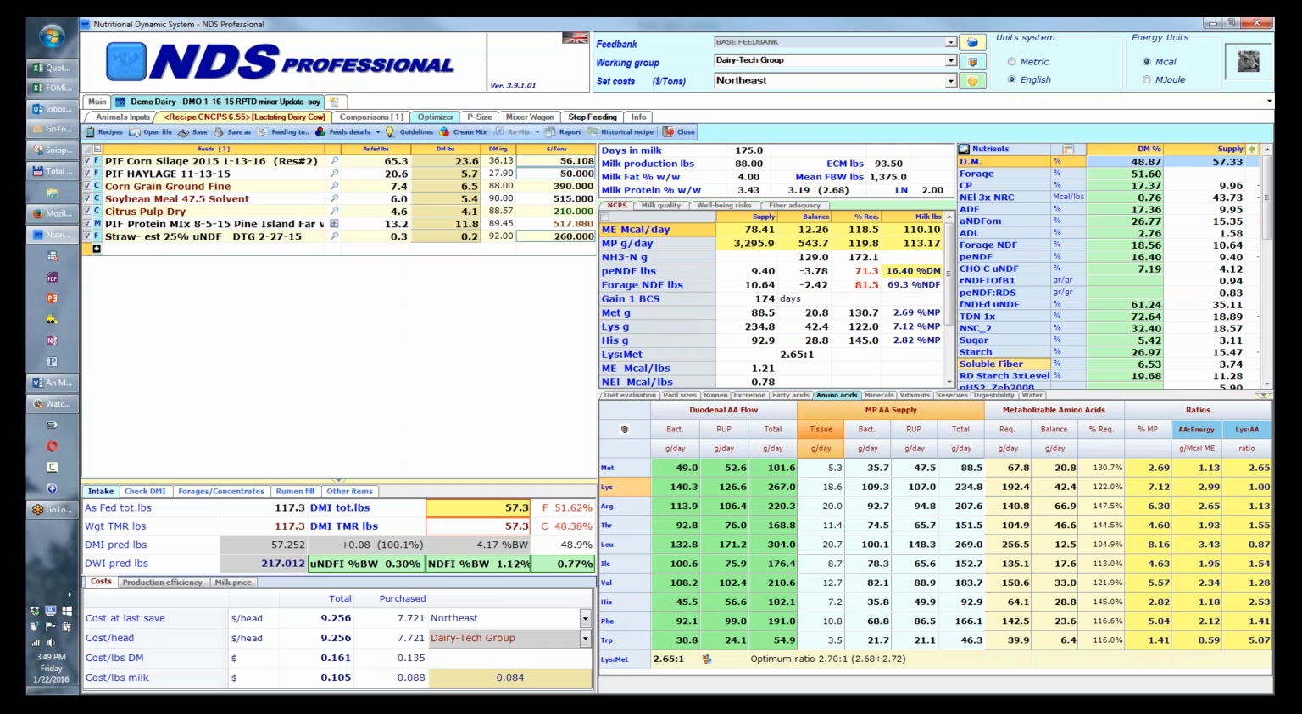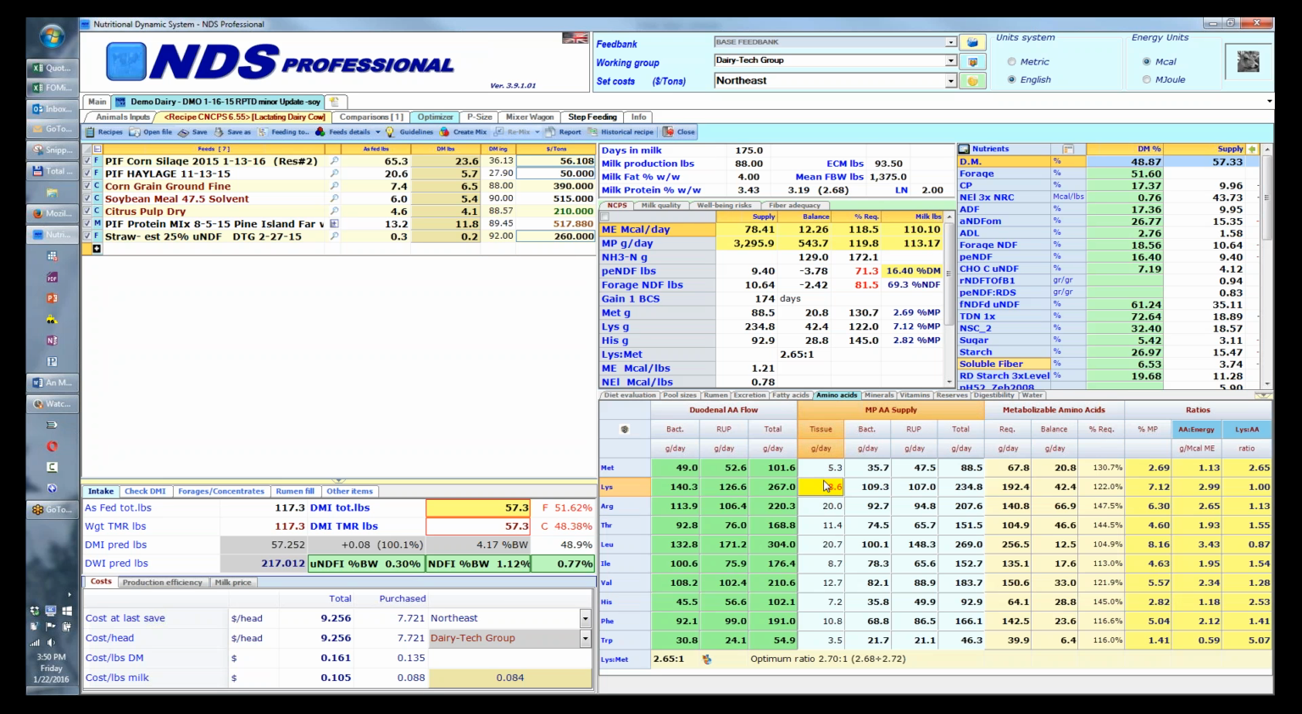It's interesting that if I go down here to this metabolizable protein amino acid supply, here's the diet evaluation, skip over here to amino acids. Look at this column here. So the highlighted cell there is the lysine supply that is available from tissue.